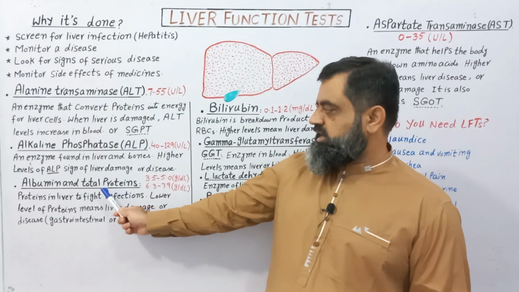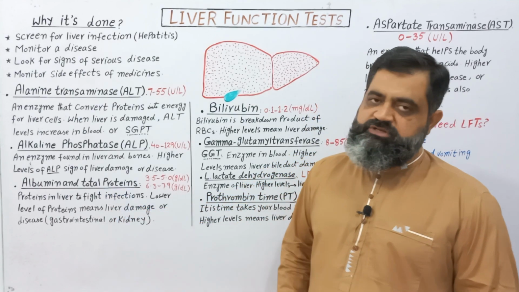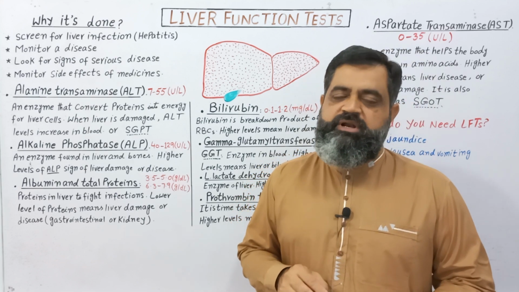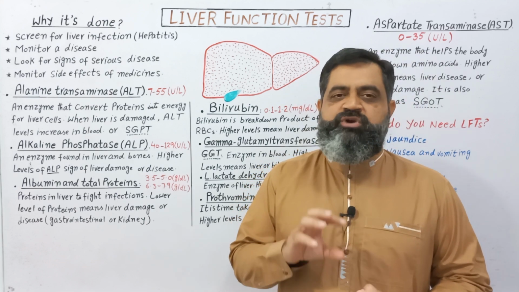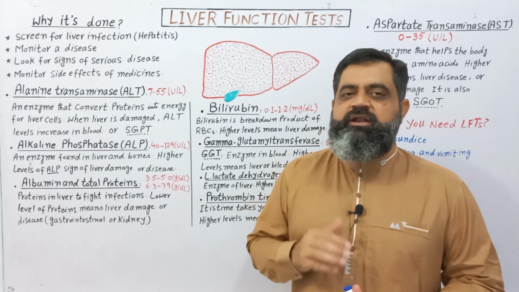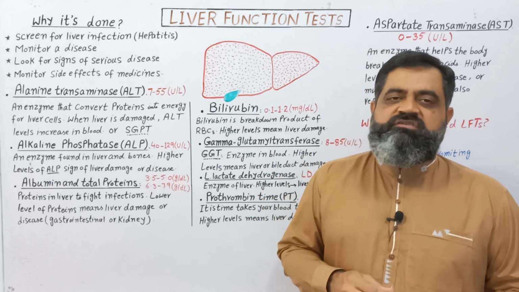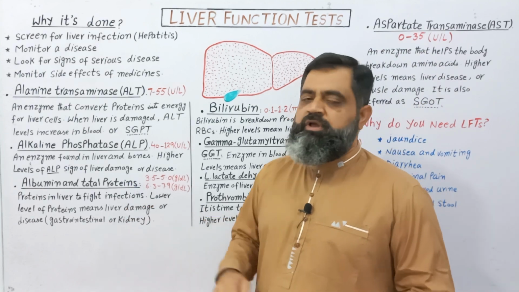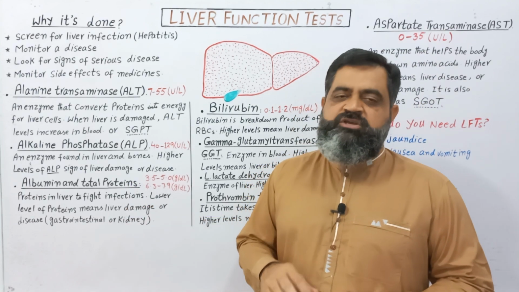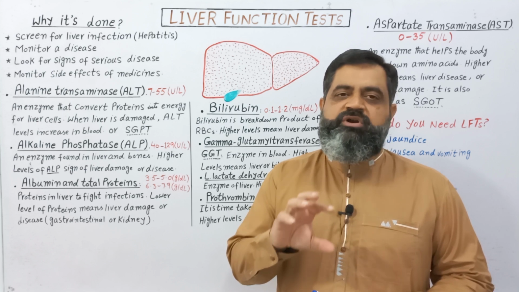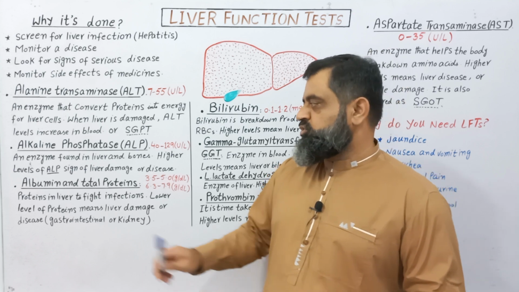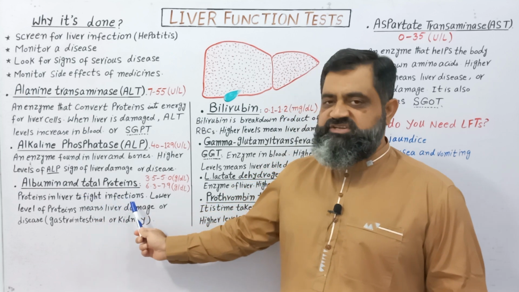The next test is albumin and total proteins. Albumin is a very important protein which is present in blood serum. It helps to regulate blood pressure and also has some other functions. There are some other proteins which are also found in our liver. These proteins are very important for the defensive mechanism of the body, so these proteins fight infection in our body.